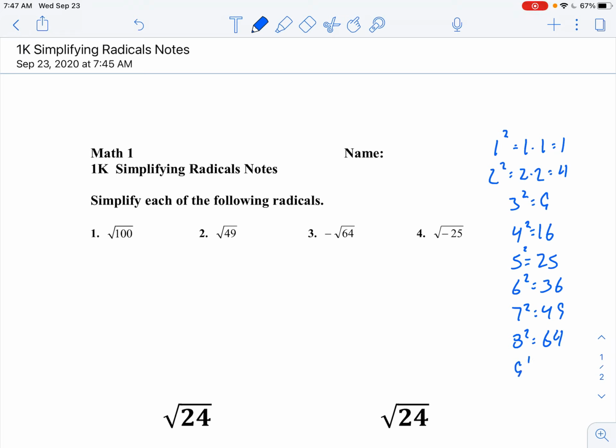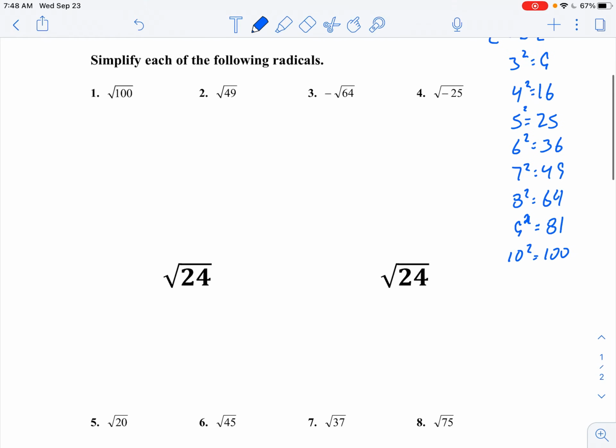And you should know the top 10 of these, hopefully off the top of your head. But I'll go a little further. 11 squared, this one always gave me a hard time. You'd think it'd be 111, but it's 121. And 12 squared is 144.